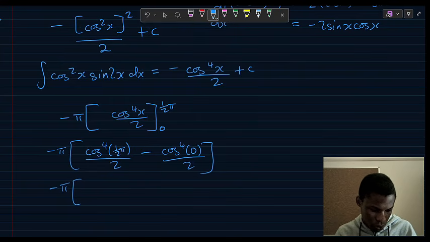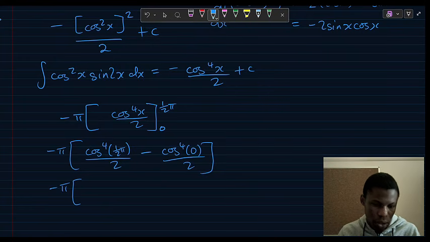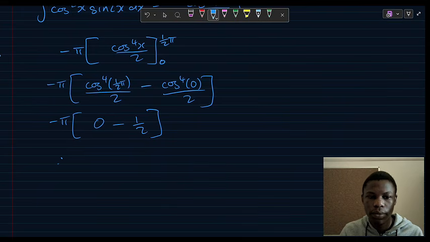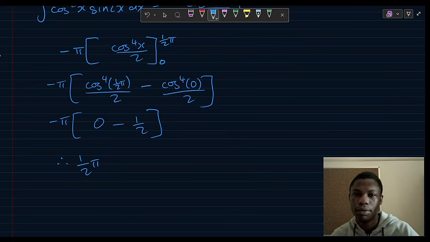So I'm going to do cosine of pi over 2. And then I'm going to raise that to the power 4 and divide it by 2. I get a 0. And then I'm going to do minus cos 0 raised to the power 4 over 2. I get a half. And so if we simplify this, this has to be 1 over 2 pi. And that there would be your final answer.